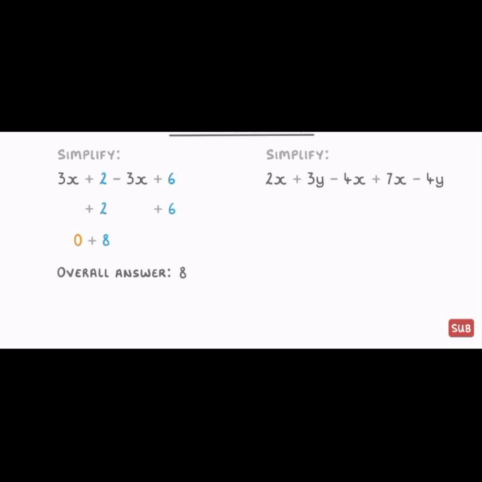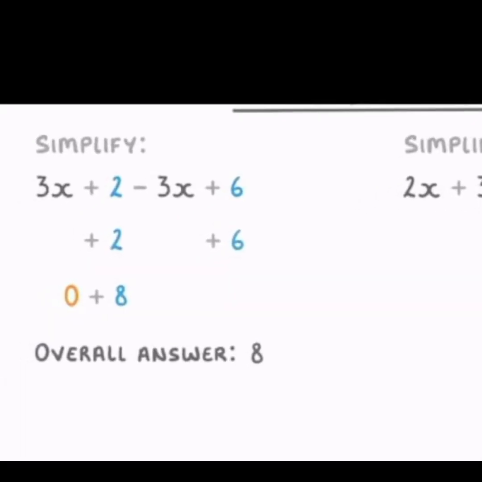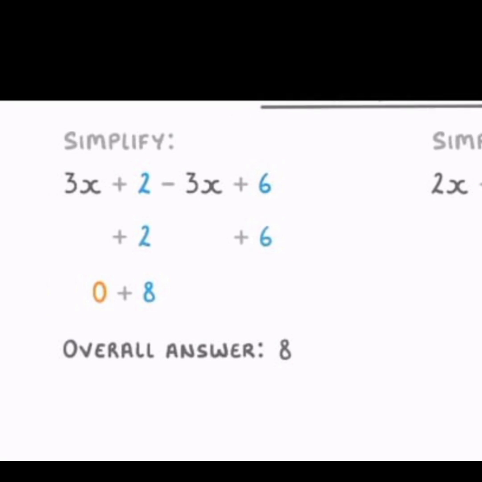Now after doing 3x, the blue color numbers are the number terms, which are plus 2 and plus 6. So you can put them together like plus 2 and plus 6. They both are number terms and they both have the same sign. And the rule of same sign says that you will add them together.